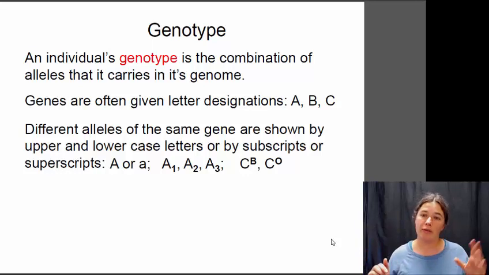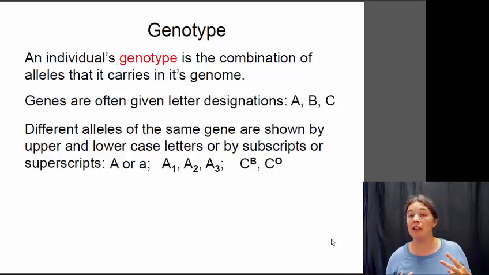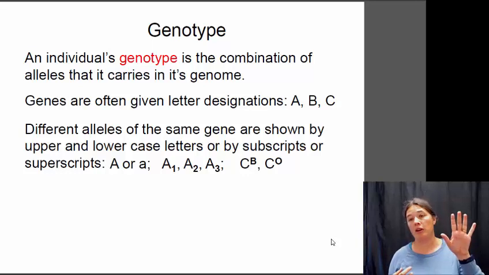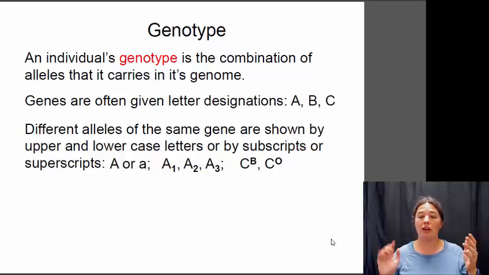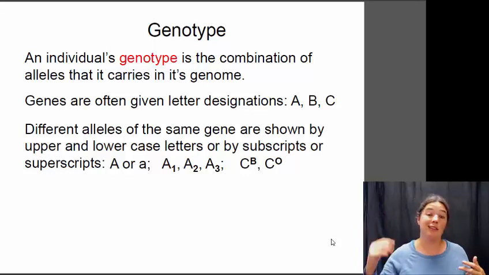And then the different alleles within the same gene are designated by slight changes in those letter designations. So quite frequently, if there's only 2 alleles for a particular gene, we'll use uppercase and lowercase. That's very common. If you have more than 2, uppercase and lowercase doesn't work very well, so you can use subscripts or superscripts. So here, A sub 1, A sub 2, A sub 3, or even C sub B, C sub O. All of these are acceptable ways to designate alleles within a particular gene.